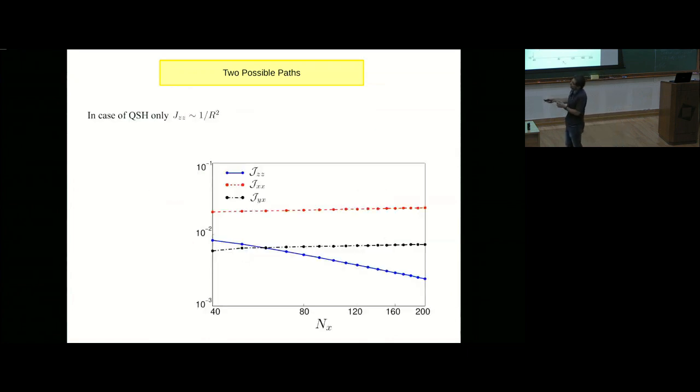So if you change the size of a system, this is for a finite nano-ribbon, only one of the couplings goes as 1 by r square, which is the Ising coupling for a quantum spin Hall.